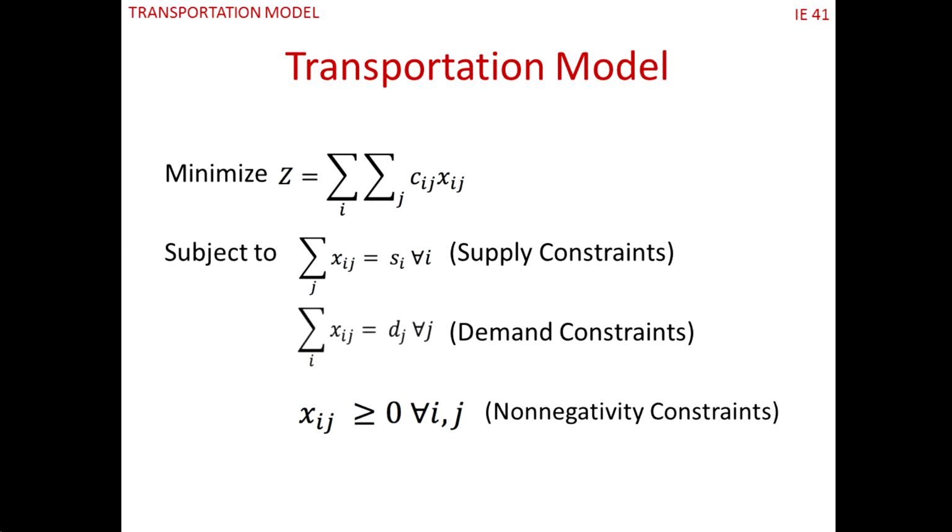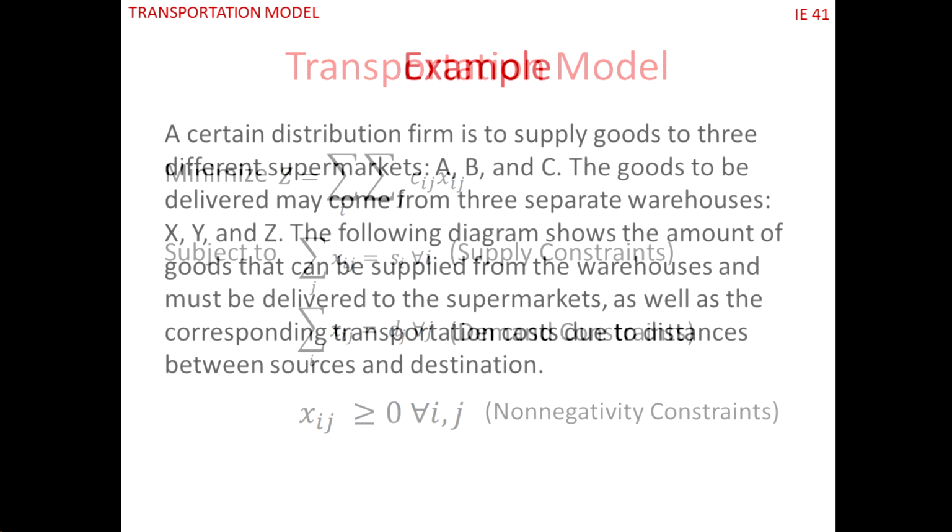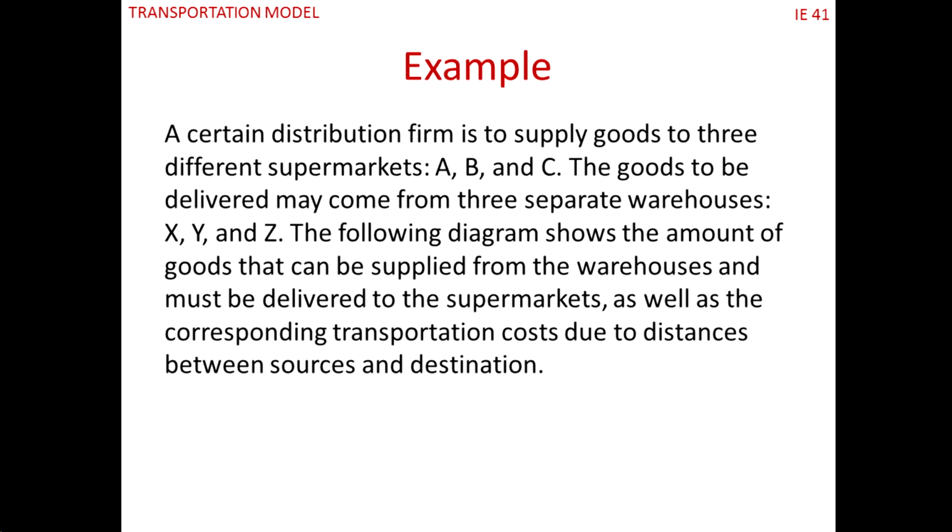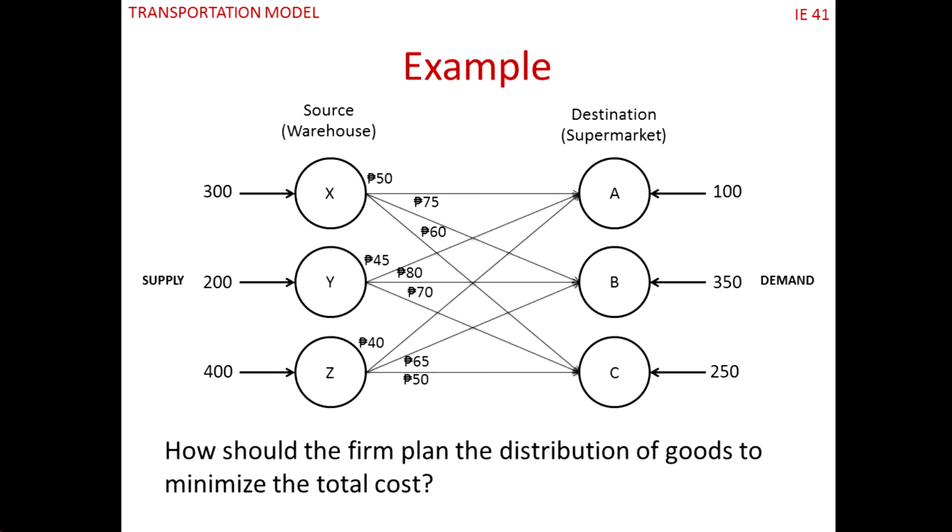To better understand the concept, let us consider the following problem. A certain distribution firm is to supply goods to 3 different supermarkets, A, B, and C. The goods to be delivered may come from 3 separate warehouses, X, Y, and Z. The following diagram shows the amount of goods that can be supplied from the warehouses and must be delivered to the supermarkets, as well as the corresponding transportation costs due to distances between sources and the destination. How should the firm plan the distribution of goods to minimize the total cost?